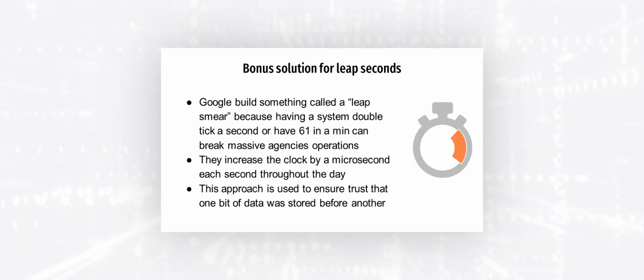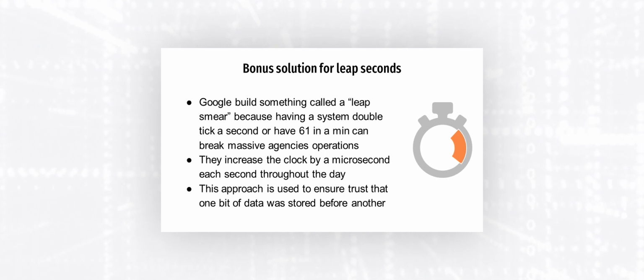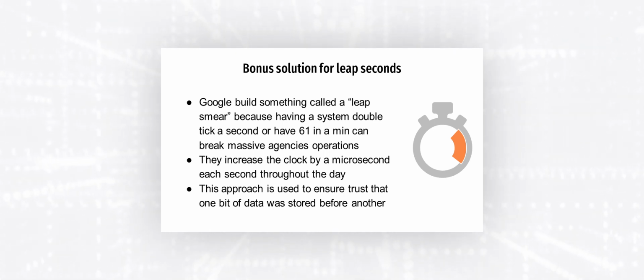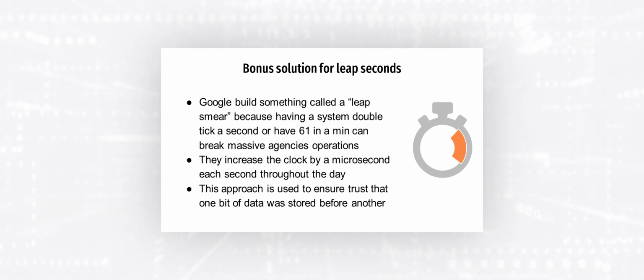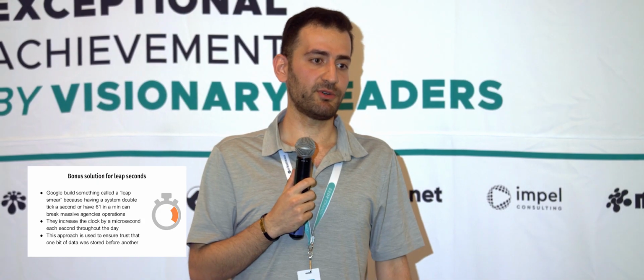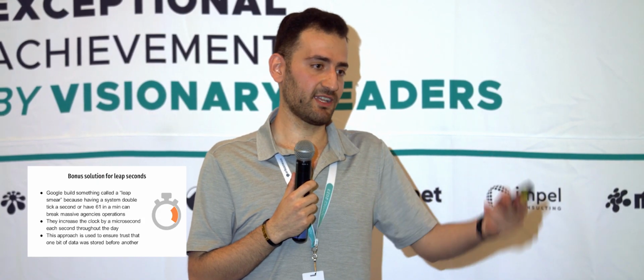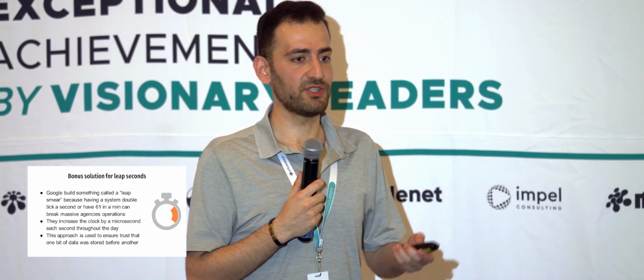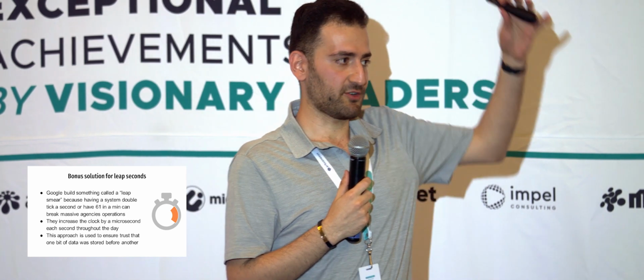A fun little bonus solution for leap seconds: Google built their own solution and called it the leap smear. Instead of repeating a second, especially if you're using Google services and let's say you're doing banking, you don't want people to take advantage of that repeating second to double spend or do multiple transactions. You need to make sure your records are in chronological order.